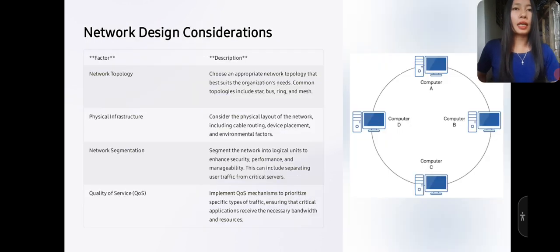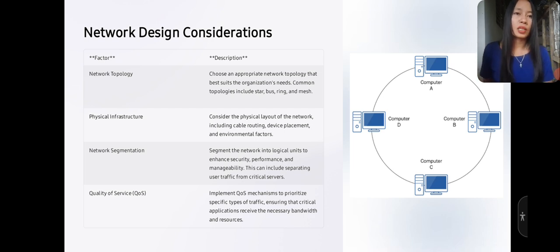The next is network design considerations. Network topology. Choose an appropriate network topology that best suits the organization's needs. Common topologies include star, bus, ring, and mesh.